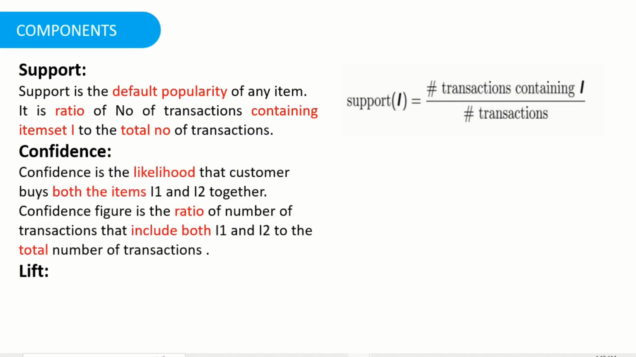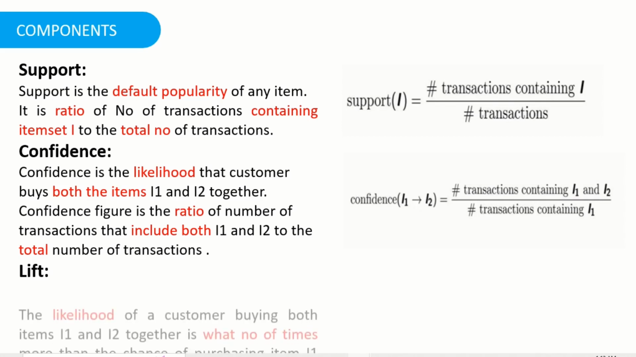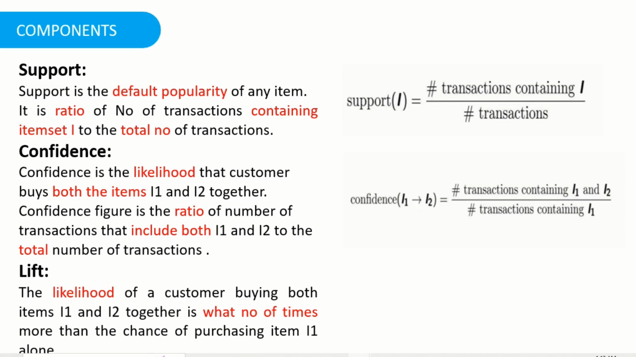Similarly, confidence is the likelihood that the customer buys both the items I1 and I2 together. And it is given by the ratio of the number of transactions that include both the items I1 and I2 to the total number of transactions. And when it comes to lift, it is the likelihood of a customer buying both the items I1 and I2 together, which is how many times more than the chances of purchasing item I1 alone. And it's given as the ratio of confidence to the support.